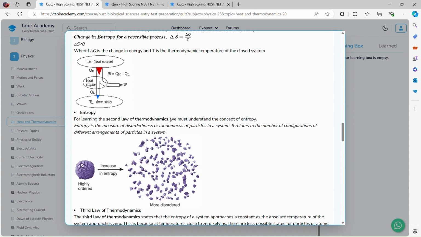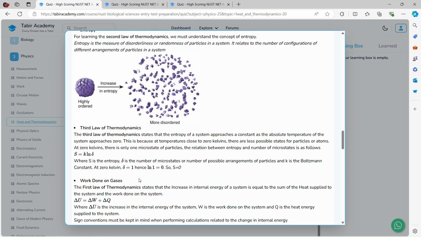Entropy. For learning the second law of thermodynamics, we must understand the concept of entropy. Entropy is the measure of disorderliness or randomness of particles in a system. It relates to the number of configurations or different arrangements of particles in a system. Highly ordered. Increase in entropy, more disordered.